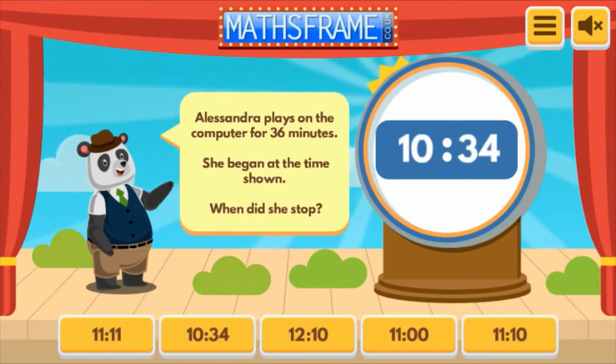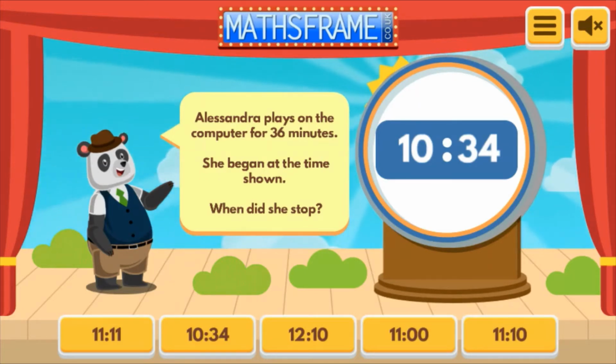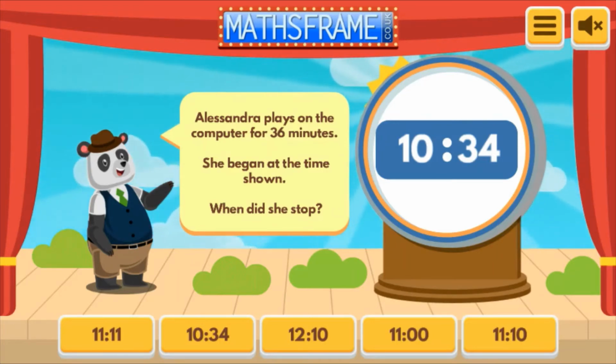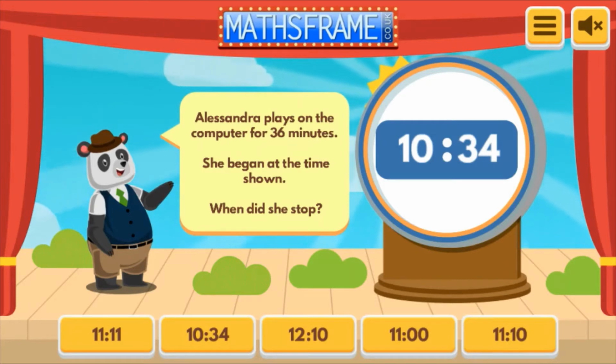Alessandra plays on the computer for 36 minutes. She began at the time shown. When did she stop? So she begins at 10:34 and then she plays on the computer for 36 minutes. Now this one is a bit trickier. Now you could work this out using a number line like I just showed you on paper. But you could also work this one out in your head.